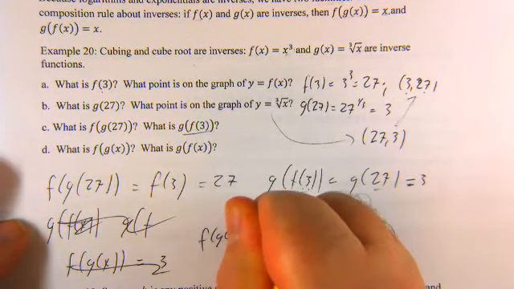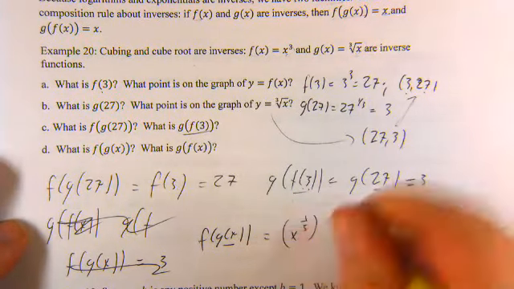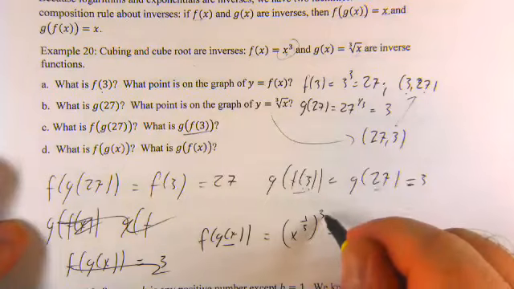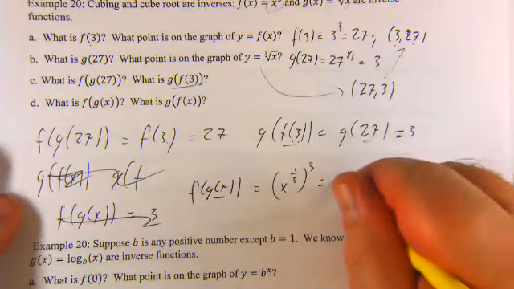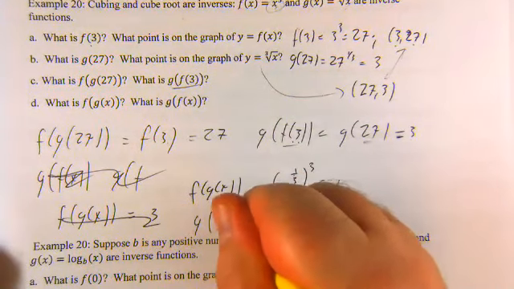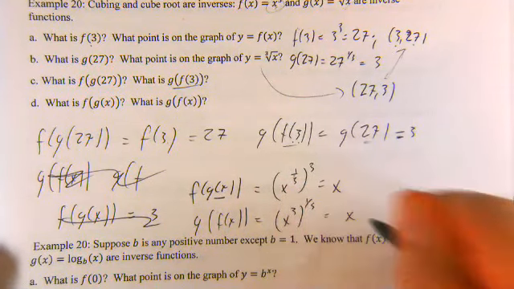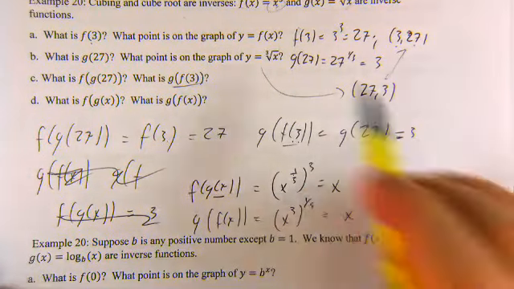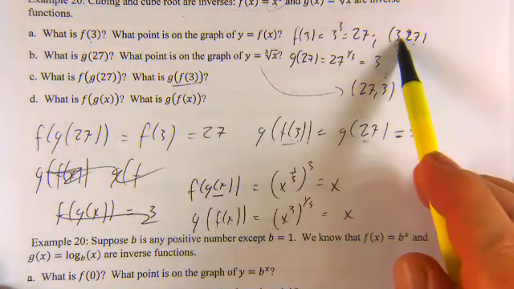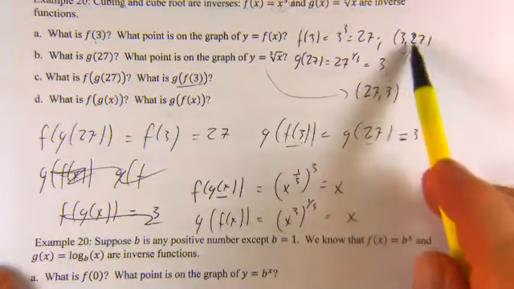f of g of x means taking g of x, which is the cube root function, and plugging it into the cubing function. Cube root is x to the 1/3. Cubing is x to 3. What do you get? Well, 3 times 1/3 is 1, so you just get f of g of x equals x. G of f of x means taking the cubing function and putting it inside the cube root function. But that just gives you back whatever you started with. So if you have inverse functions and you do one and then the other, you just come back to where you started, right? F takes you from 3 to 27. G takes you from 27 back to 3. So if you do this and then this, you just come back to where you started.